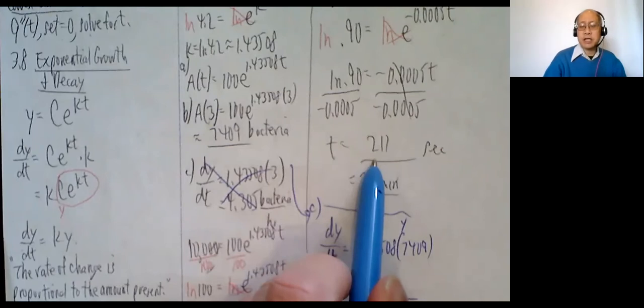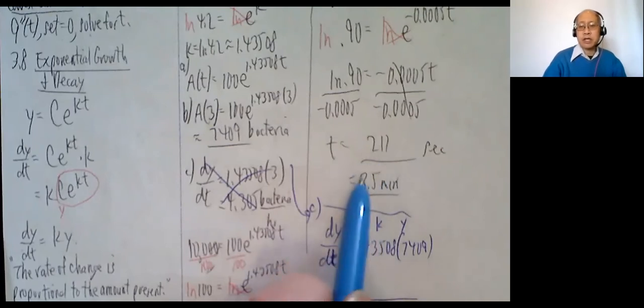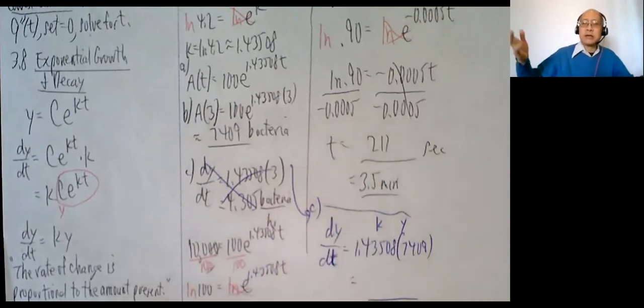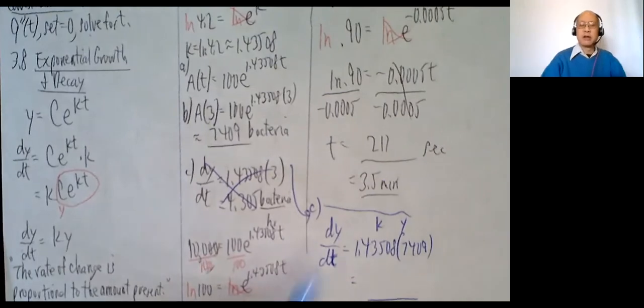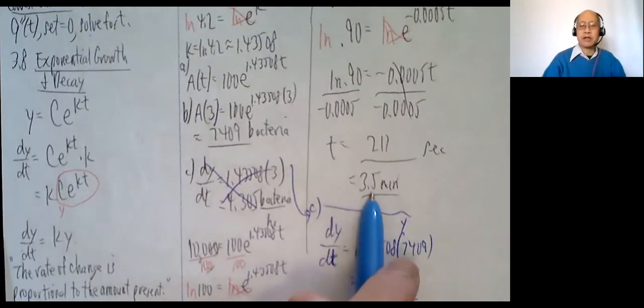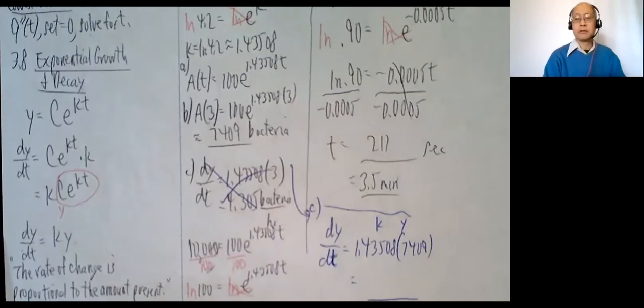Since there are 60 seconds in a minute, if I divide by 60, it's roughly 3.5 minutes. That seems more natural, right? To say 3.5 minutes as opposed to 211 seconds, right? With 211 seconds, you kind of have to think in your brain how to divide. So 211 seconds or 3.5 minutes, of course, it's more natural to say 3.5 minutes. Okay.